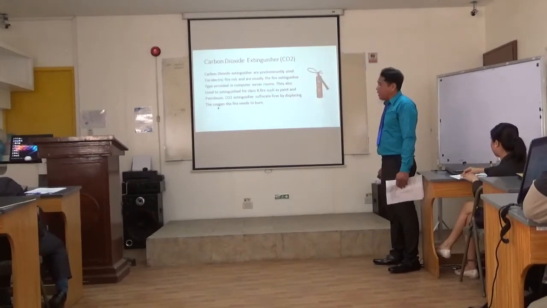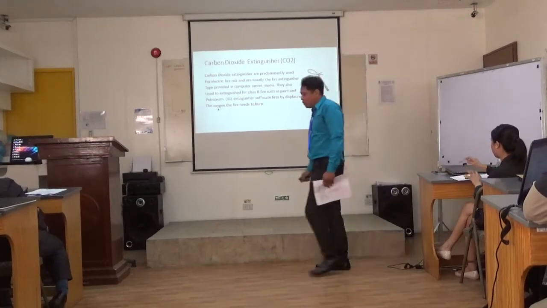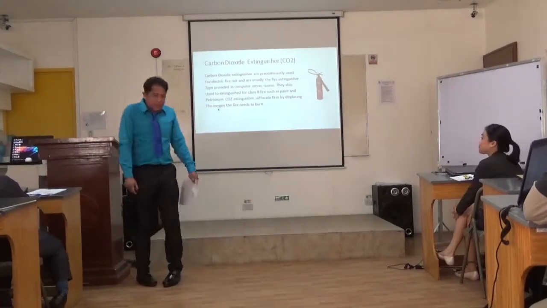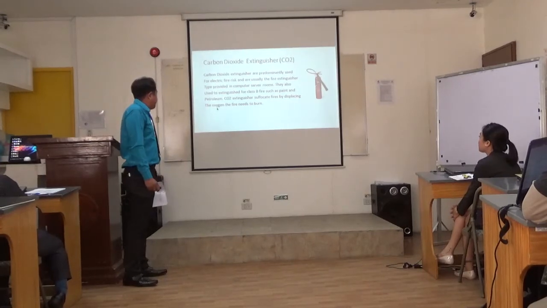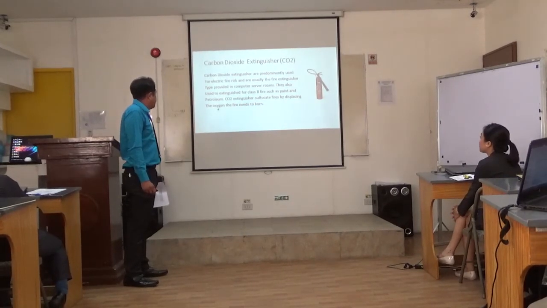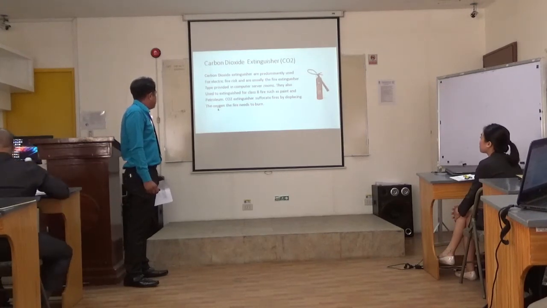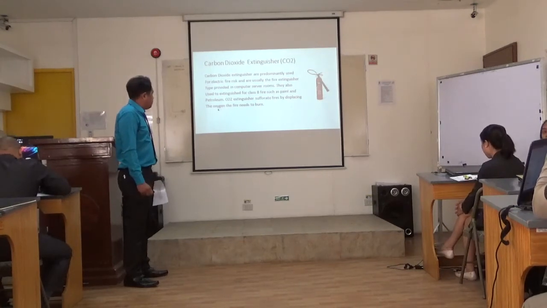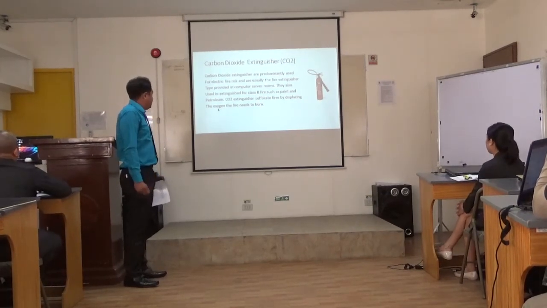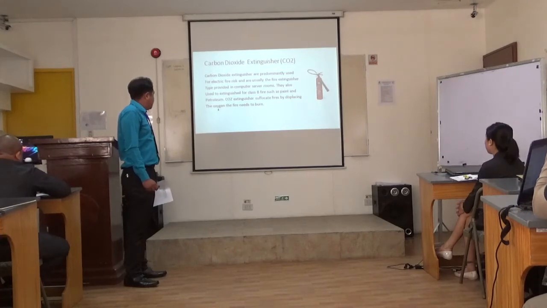The number 4 is a CO2 extinguisher, or other name is carbon dioxide extinguisher. Carbon dioxide extinguishers are predominantly used for electric fire and are usually the fire extinguisher type provided in computer server rooms. They are also used to extinguish class B fires such as paint and petroleum. CO2 extinguishers suffocate fires by displacing the oxygen the fire needs to burn.